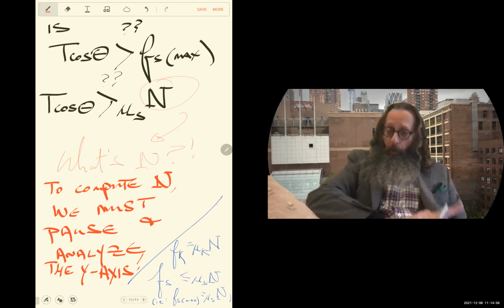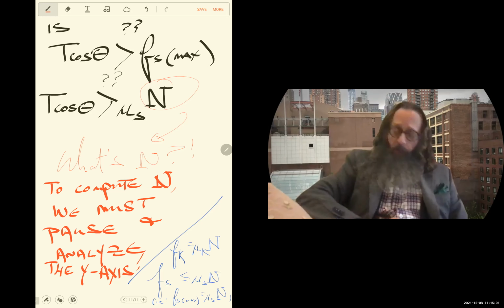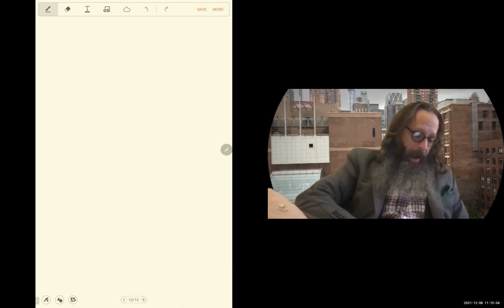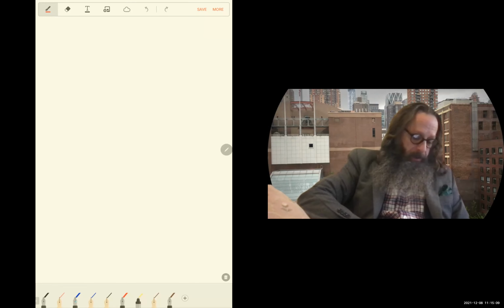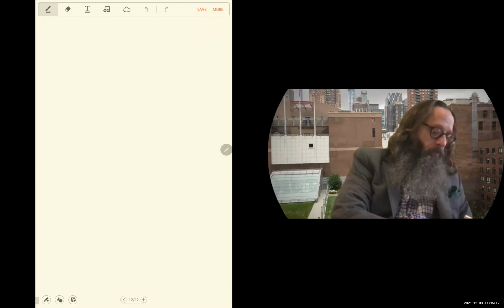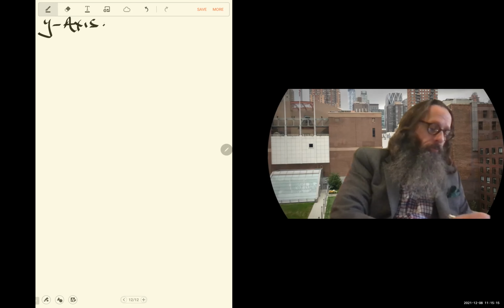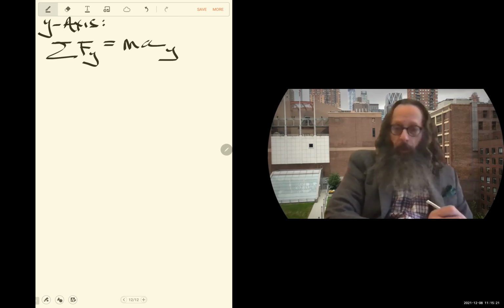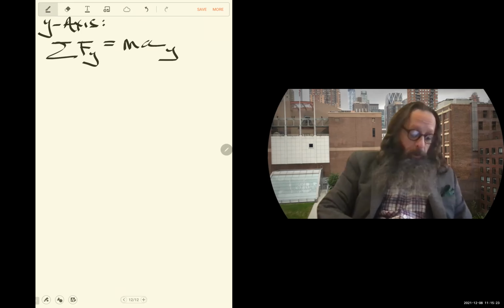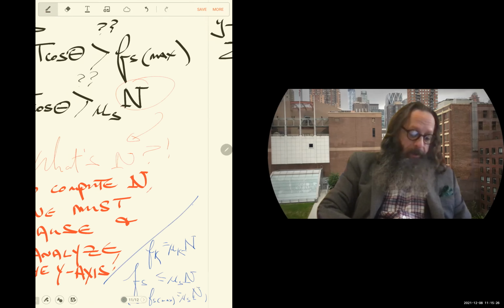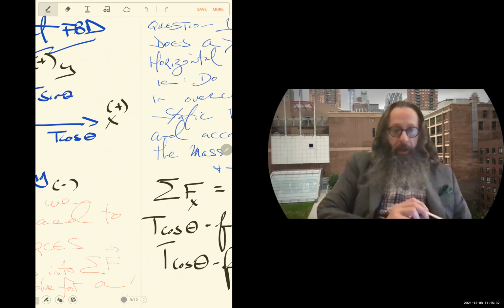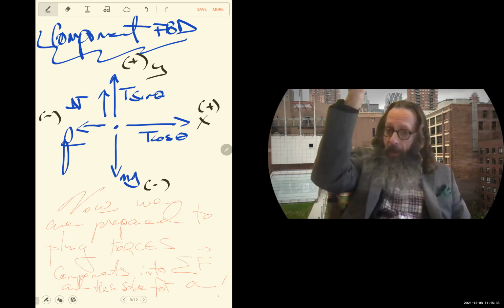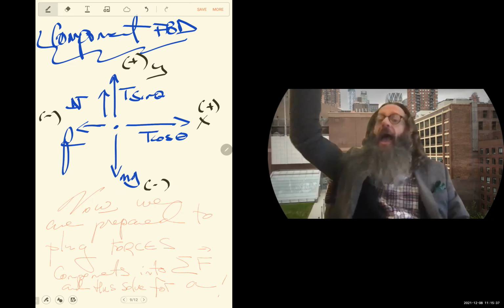So I'm going to pause for a moment. In my look at the x-axis, I'm going to go over to the y-axis and say, okay, in the y-axis, the laws of physics are still holding. In the y-axis, the sum of all the y forces must equal the mass times the acceleration along the y-axis. I look back at my diagram. What's going on in the y-axis? I've got a normal force pointing up. I've got T sine pointing up, and I've got gravity pointing down.